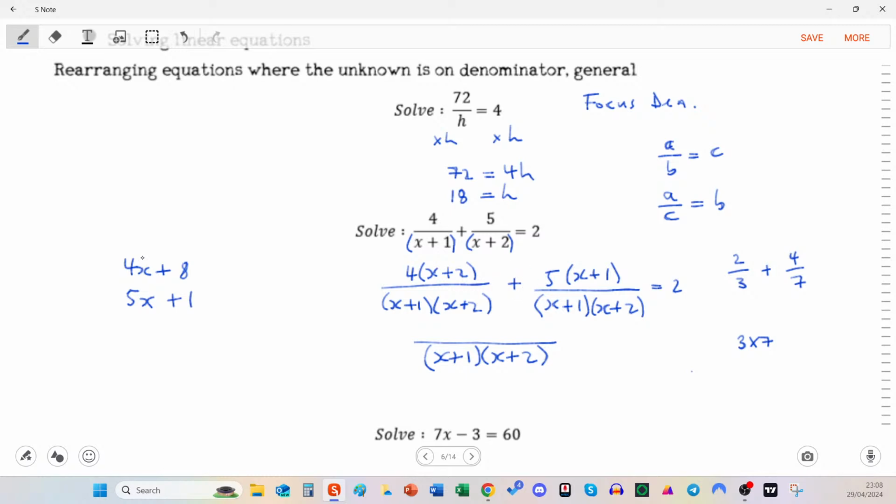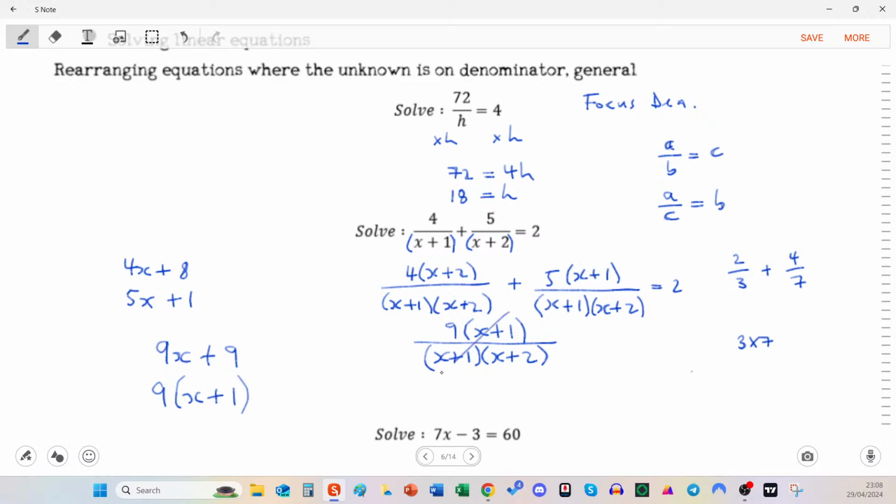And therefore, we have a total of 9x plus 9. Okay. Interesting. We can actually factorize 9x plus 9 if the 9 comes out. So we'll do that again at the side so we're not getting too confused. Then we get 9 times x plus 1.